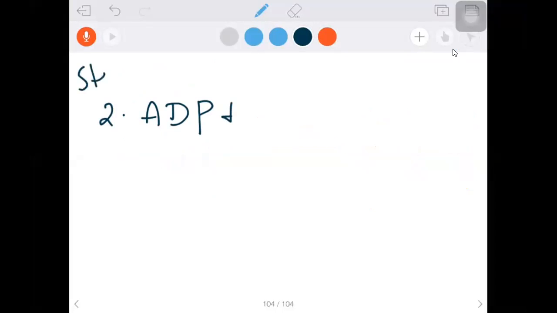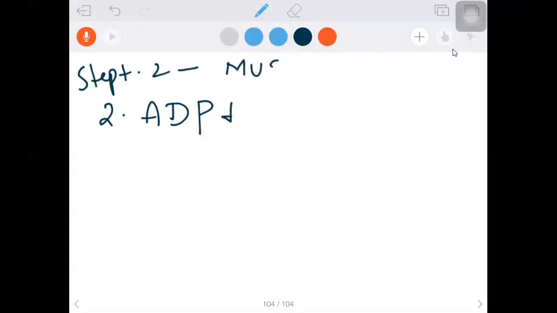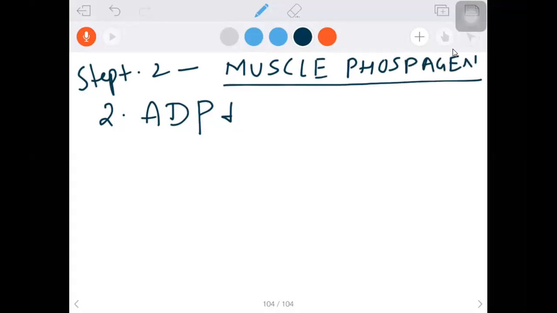This is step two, usage of muscle phosphagen. For this, let us make a small story here. For example, you are running continuously, someone is chasing you. Nowadays, all wild animals are coming on the road. So a wild animal is chasing you, a tiger is chasing you, a cheetah is chasing you. Okay, so what are you doing now?